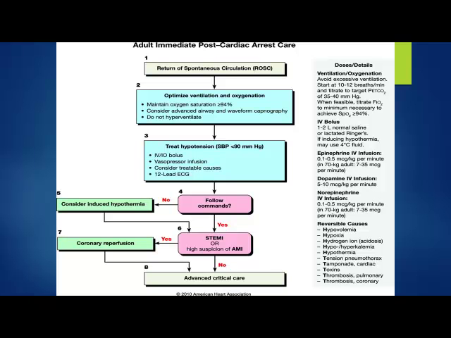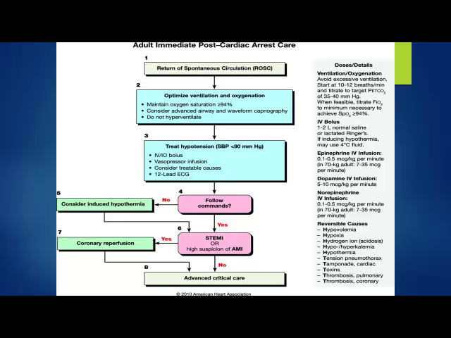Right. And then last but not least, your adult immediate post-cardiac arrest care. There's a couple of things that you need to remember with this. Number one is that post-cardiac arrest, this patient is probably still going to be in cardiogenic shock. That's why you have some of your vasopressors on this algorithm, right? That's why you've got dopamine or an epinephrine infusion or norepinephrine. All right, Levophed.